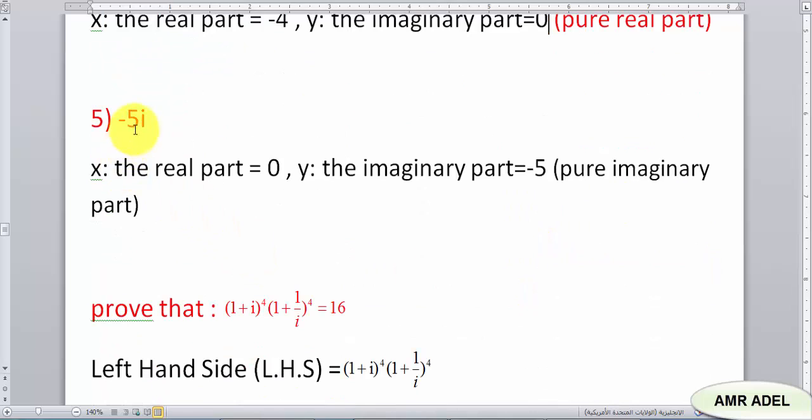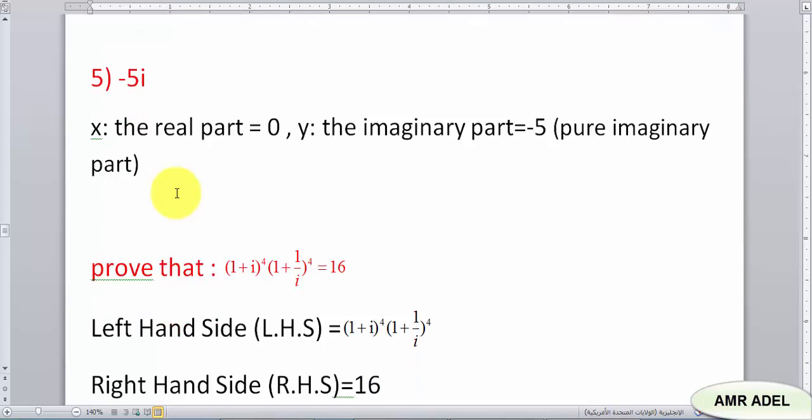Look at this example. Directly, it's easy. There is no part without i, so the real part is 0. What we have multiplied by i is minus 5. So it is pure imaginary because there is no real part.